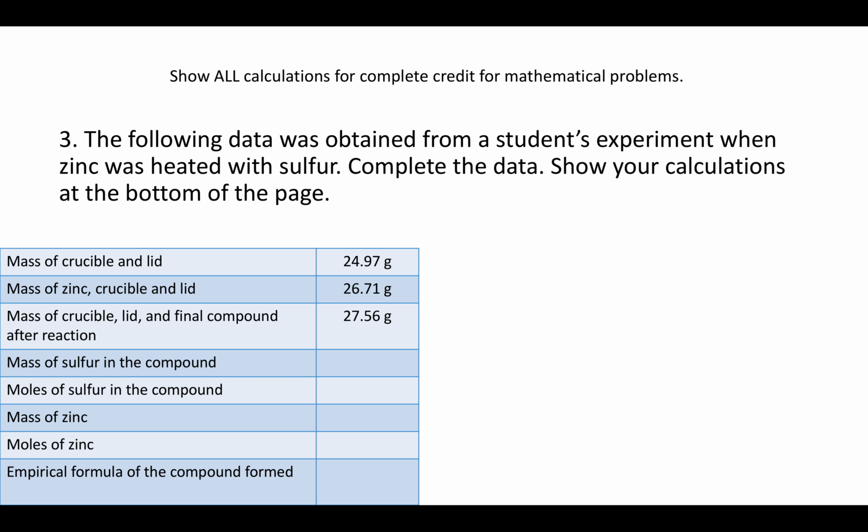Okay, so the first thing we might try to find, our goal here is to get the moles of each element, both the zinc and the sulfur, because we want to find the empirical formula, which is the ratio of the moles of each element to each other. So to find that, first we need the mass of each element. So let's try to find the mass of zinc.